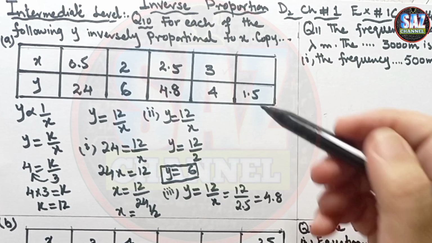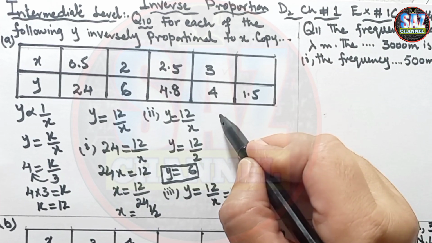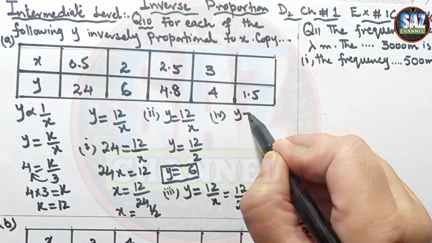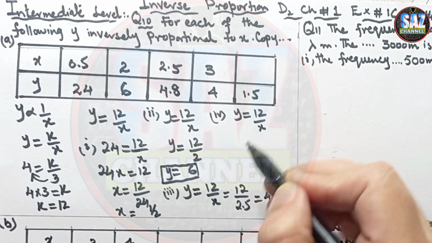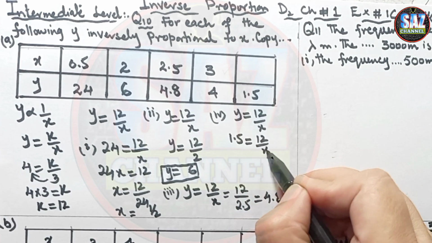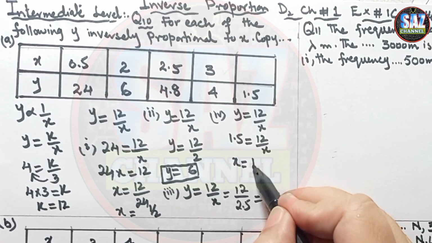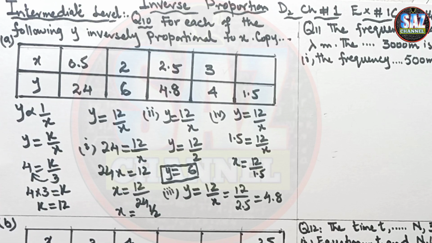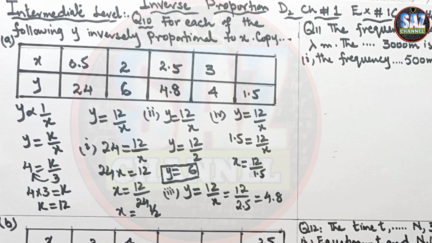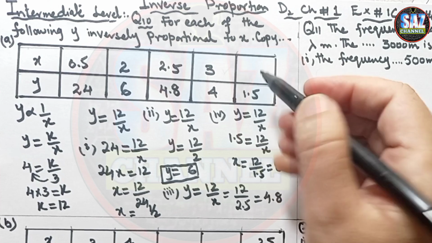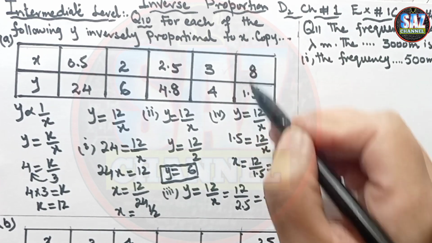Now the last point is that we are given the value of y, which is 1.5. Again I have to take the relationship y equals 12 by x. Instead of y, I have to replace 1.5 equals 12 by x, or x equals 12 upon 1.5, and 12 divided by 1.5 will give me 8. I hope you are clear about this question.